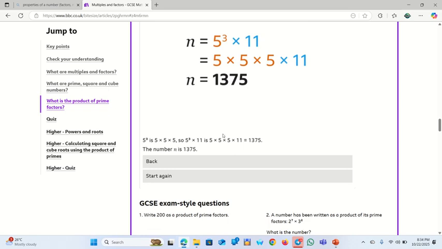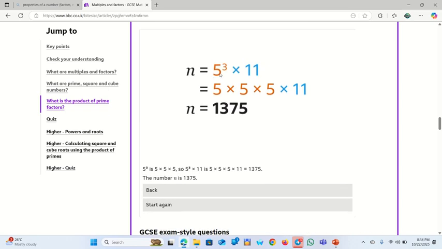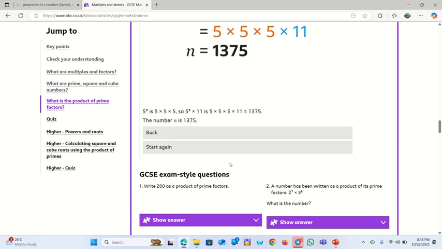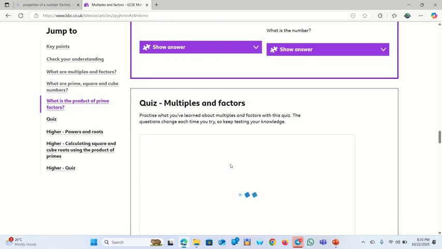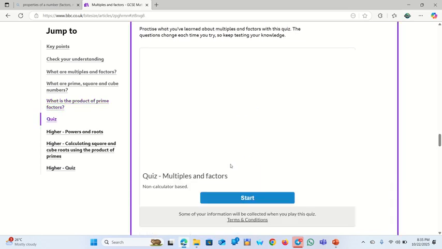Yes, sir. So, how many 5s are here? 5 times 5 times 5 times 11. So, that will be 5 cubed times 11. And the number will be 1,375. Any problem with that? No, sir. No problem with that.